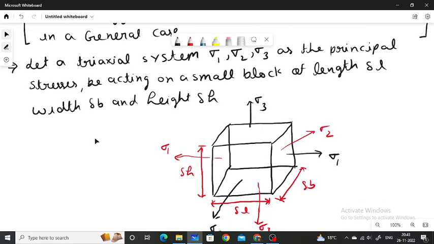First of all, we had considered a rectangular block whose length is delta L, width is delta B, and height is delta H. Three normal stresses are acting in the x, y, and z direction: sigma 1, sigma 2, and sigma 3. These are the principal stresses. No shear stresses are acting on these planes.